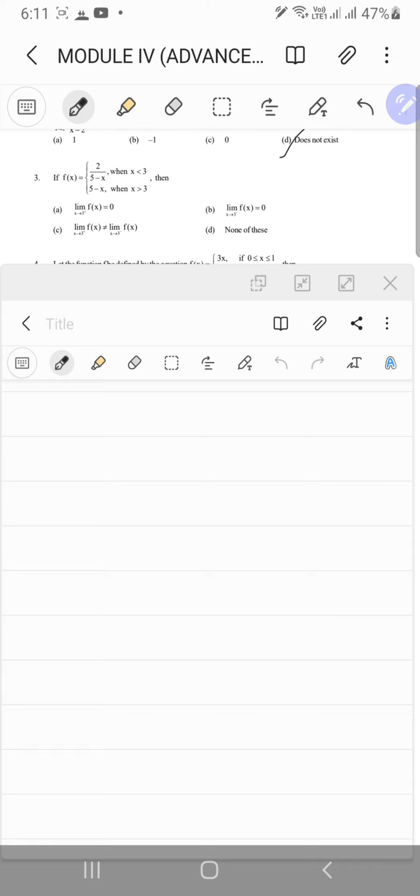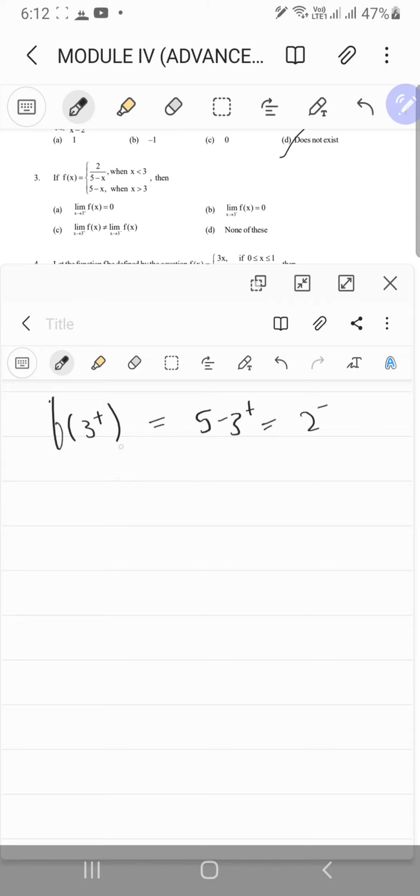Okay, so f of x is 2 upon 5 minus x. Fine. So first of all, the first thing they want to find is the limit as x approaches 3 plus. Okay, so 3 plus means it's bigger than 3. So f of x equals 5 minus x. So f of 3 plus will be 5 minus 3 plus, which is 2 minus, right? That should make sense. So it should be 2. Okay, fine. So this is going to be 2.